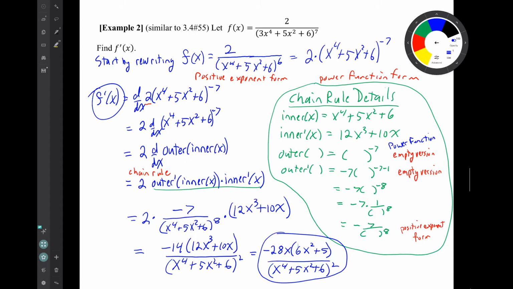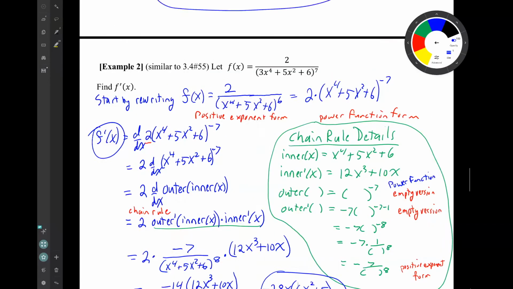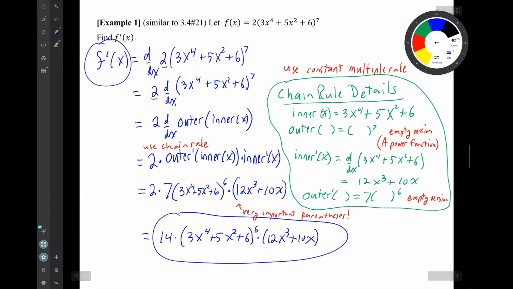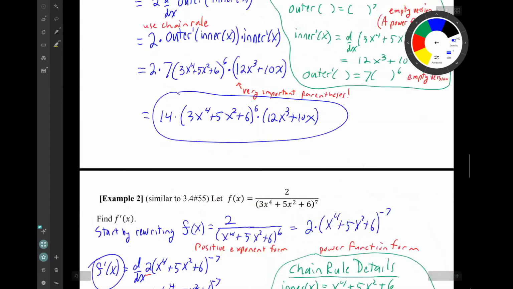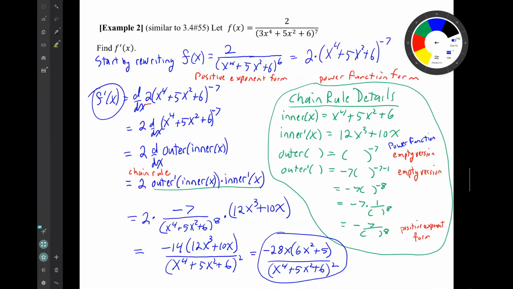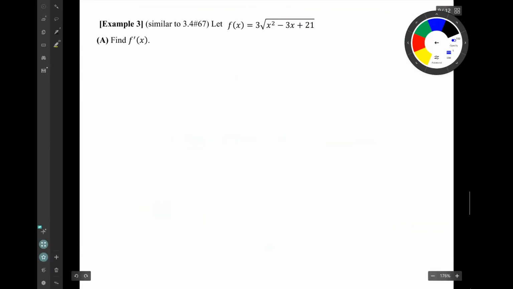And before going on, notice that the structure of this problem was exactly like the structure of the previous problem. I mean, if you squint your eyes, that solution looks just like this solution. Every step is the same approach. The only difference is the particular power function that I found for my outer function. Other than that, everything is the same. Let's go on to example 3.